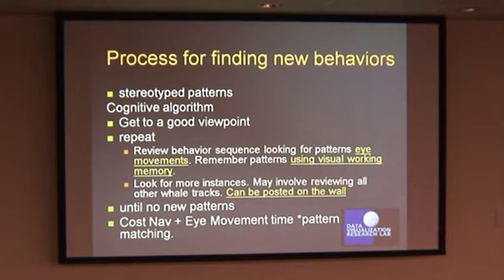And again, if you think about the cognitive model, it's the same algorithm at a high level, but now we review the behavior sequence looking for patterns, which is basically done by eye movements. If you can get to the right vantage point, in some of those images I was showing, many, many hours of whale behavior, you can just see visually the way that ribbon is twisted tells you what the kinematics were. So you can just make eye movements picking up, hey, there's the same pattern here and the same pattern there. So it's vastly more efficient than replaying the movements. And you look for more instances, and you may have to review previous tracks, but you just take snapshots of these things and post them on the wall. I keep a catalog of all the behaviors that we know, and then you can just compare them to that until you find no new patterns.